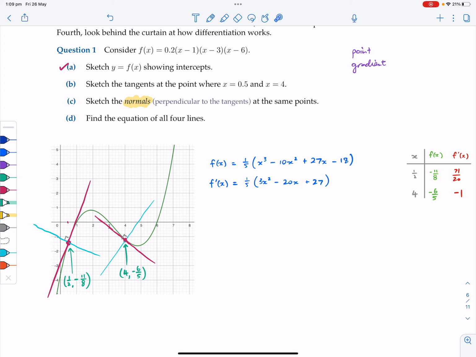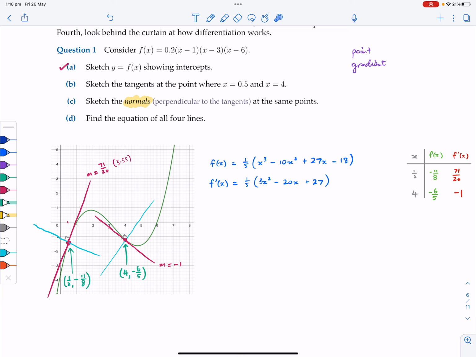And then substituting into f dash x gives me the gradients of the tangents. So this one here, the gradient is 71 over 20, right? Which is like 3.55, but it's better to have fractions. Does that look like a gradient of 3.55, like across 1 up 3? See? There we go. And this one here works out to be a gradient of negative 1, right? So a nice round number. So we go across 1, down 1. Now my gradient's not perfectly drawn. This here is not a gradient of negative 1. It's a bit less, but whatever.